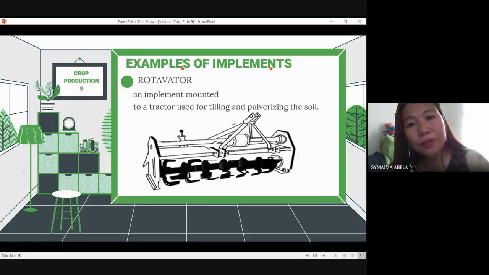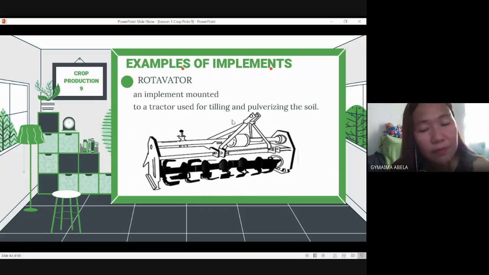So the last example of implements is the rotavator. The rotavator is an implement mounted to a tractor. It can't be pulled by animals. It is made of pure metal and used for tilling and pulverizing the soil. So if you have the rotavator, you don't need the plow and the harrow.